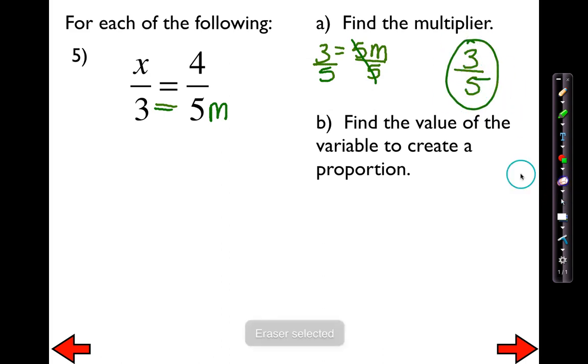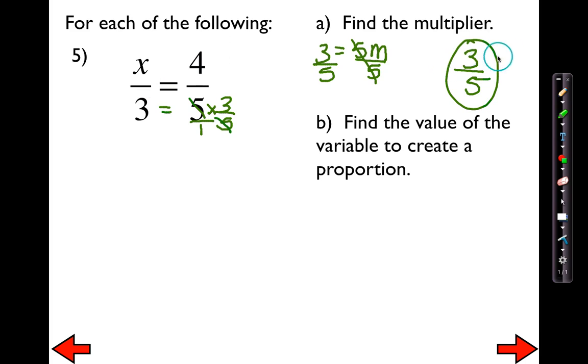Now, before I claim that this is indeed the multiplier, let's go ahead and check. How do I check in this case? Well, in this case, since we aren't moving to the right, we are moving to the left, I'm actually going to multiply the 5 by the 3/5 to check and see if it does equal 3. And lo and behold, it does.